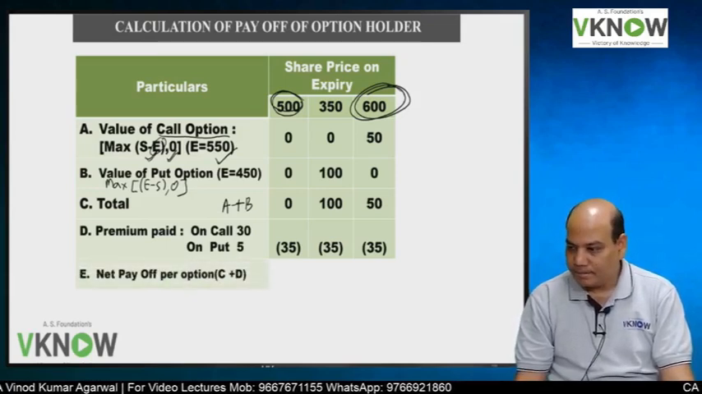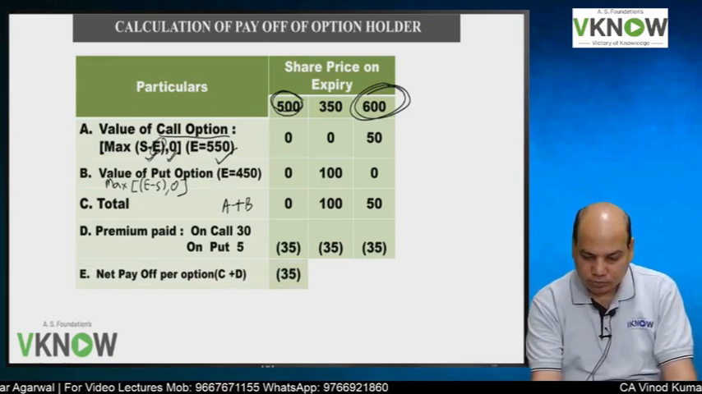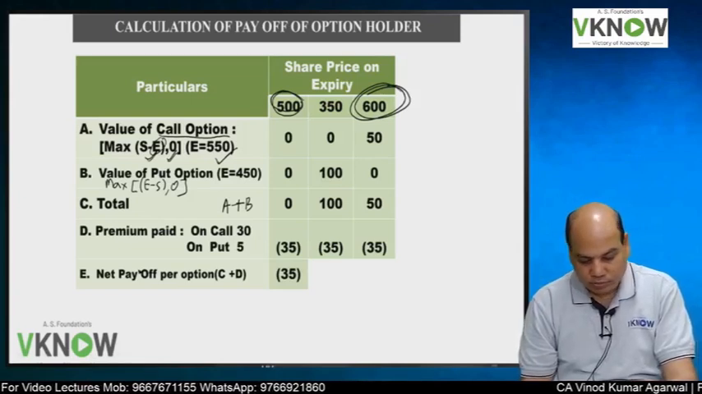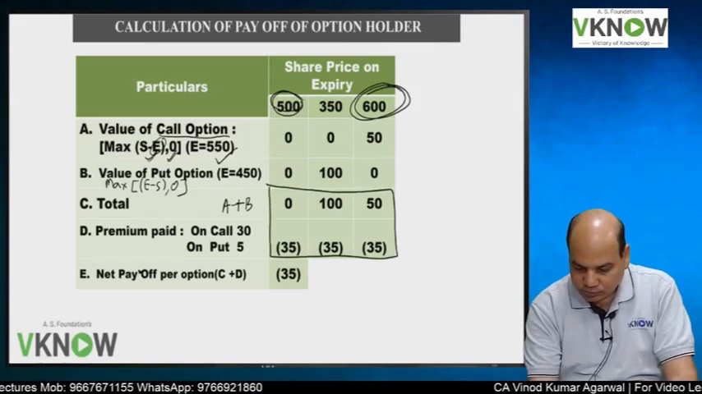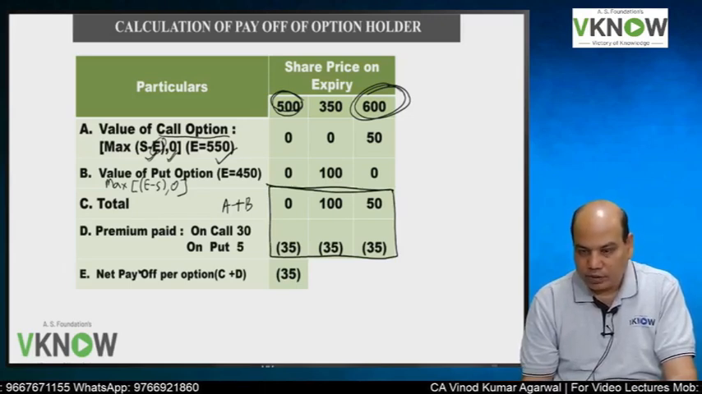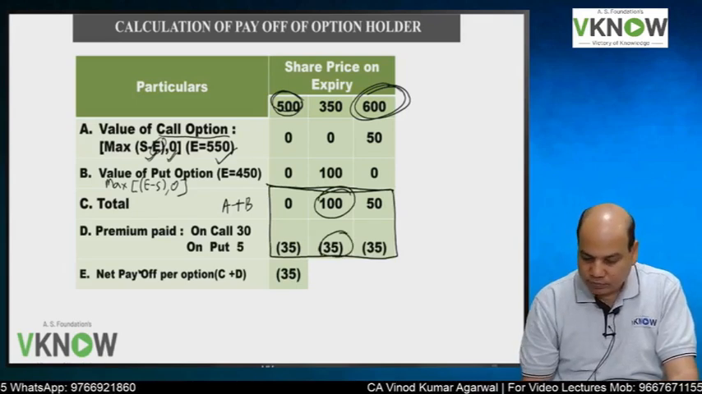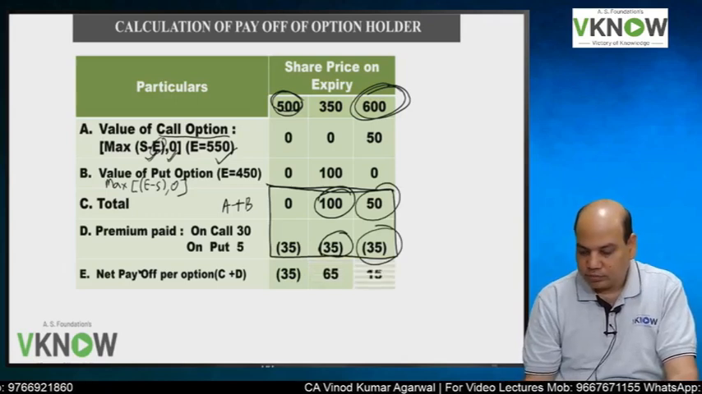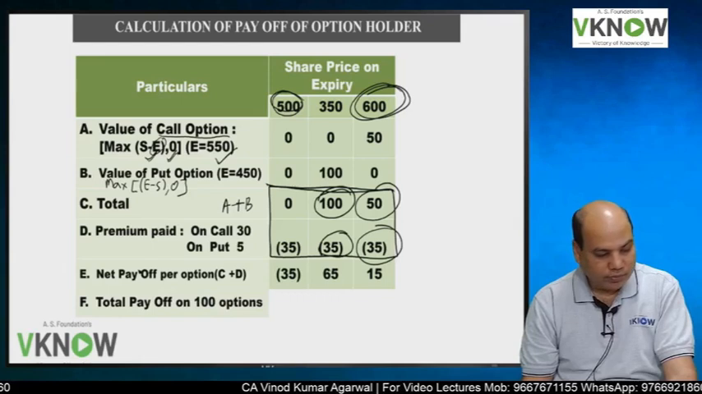Point E, net payoff per option. So you will consider these two lines now. 0 and minus 35. Minus 35. 100 you will get, 35 you have paid. 65. 50 you will get, 35 you have paid. 15. This is per unit.